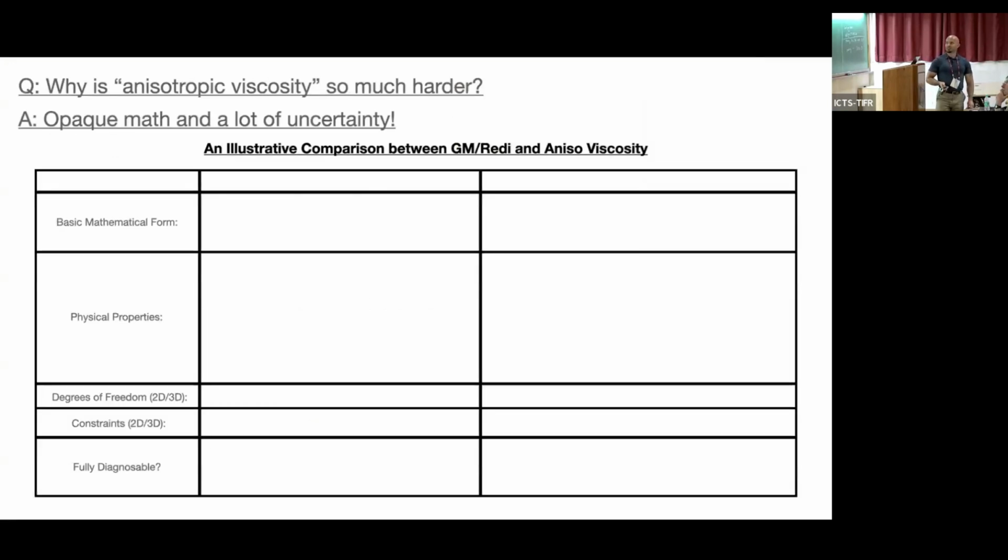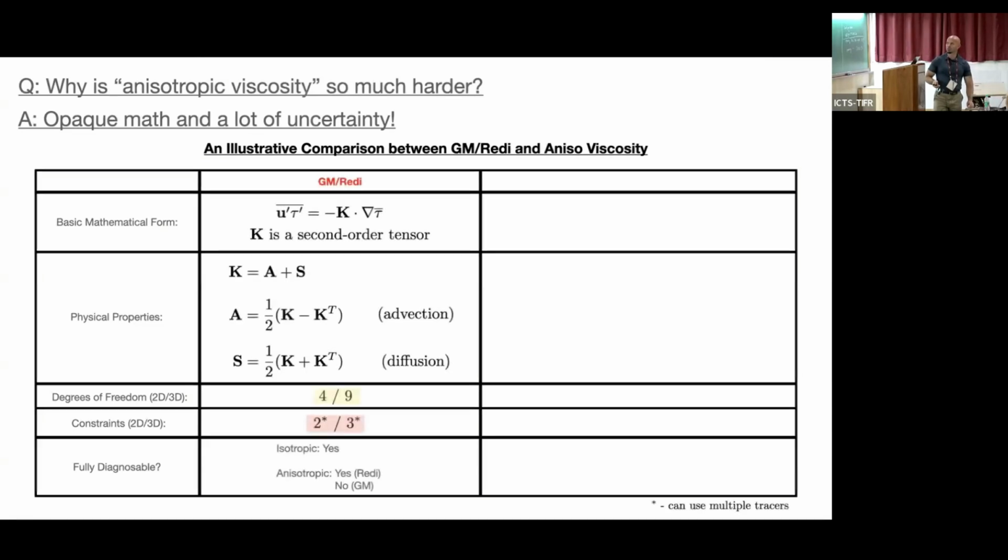It turns out there's a good reason why not. It's really hard. The problem is that the math is really opaque, and there's a lot of uncertainty that I'll talk about here. So I already showed Jen McWilliams and Reddy as the comparison point.